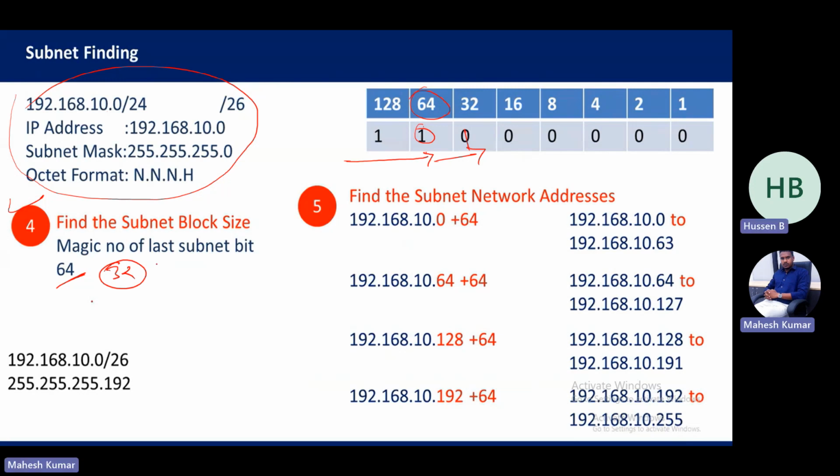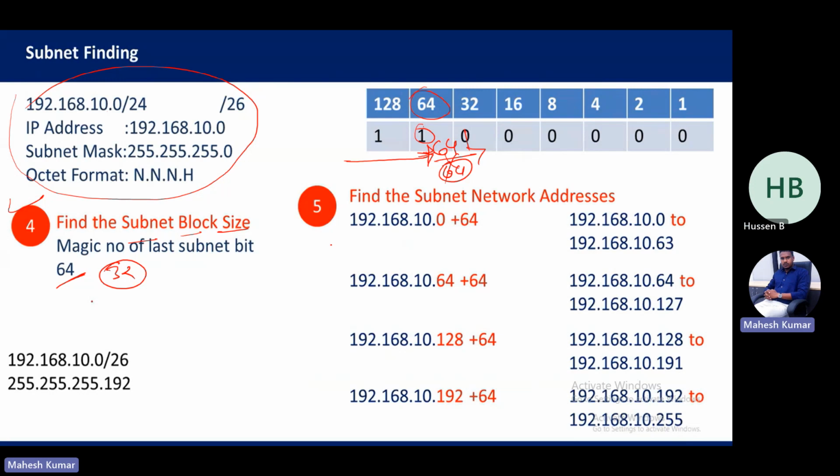Block size means in every subnet we just need to calculate 60 plus 64. So this is our fourth step, where we got our block size. In the next step, find the subnet network address.